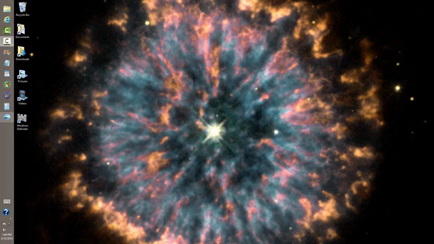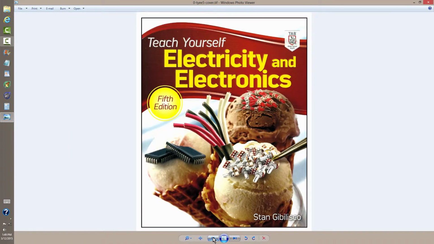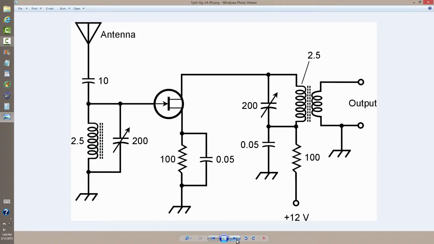Continuing the discussion of how to detect when a parallel resonance circuit is in fact tuned to resonance. The video that I made prior to this one on this very same subject used this very same diagram, figure 24-9 in the 5th edition of Teach Yourself Electricity and Electronics by yours truly, available on Amazon.com. This diagram shows two parallel resonance circuits in a preamplifier for a radio receiver.